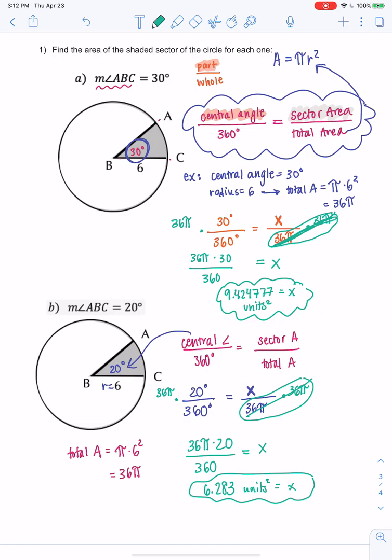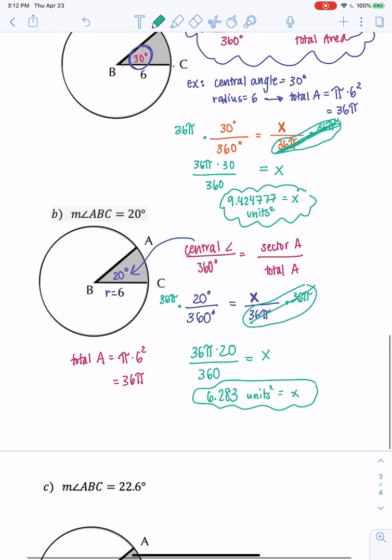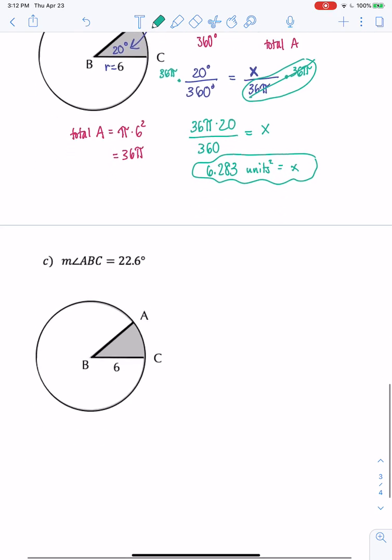If you are ready to try a couple on your own, go ahead and pause the video and try a couple on your own. I'm going to do one more example just in case you need one.